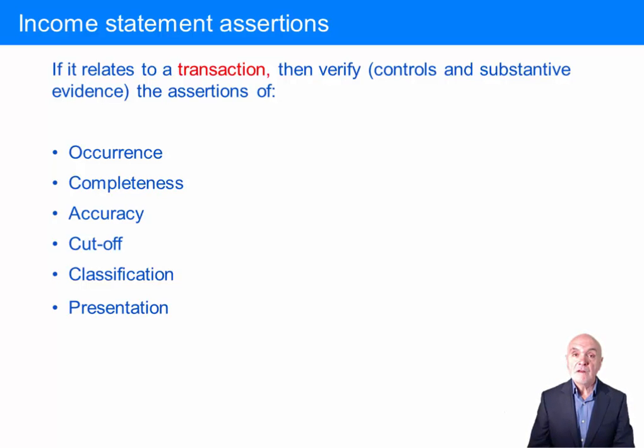Cut off. That sales in 2017 were really goods dispatched in 2017, that we hadn't brought in something from 2018, perhaps to boost our sales in some way, and therefore to boost our profits. Classification, that expenses are in the right kind of slots, and presentation, for example, that we are properly presenting directors' emoluments. Presentation, you can think of that, I think, as being disclosures. That's because, of course, we are auditing disclosures made in the notes to the financial statements.